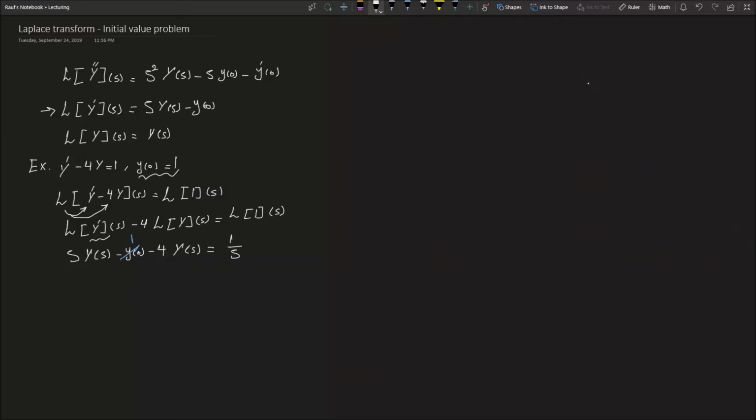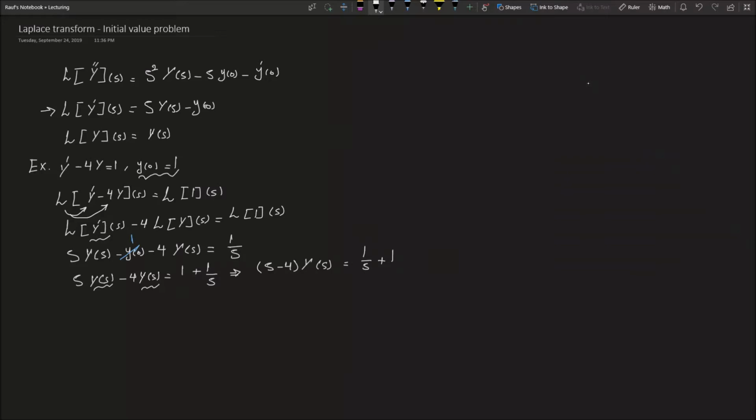Now we have s y of s minus 1. We can move it to the right hand side of the equation. So let's say minus 4 multiplied by y of s equals 1. It was minus 1; going to the right hand side it becomes positive 1, plus 1 over s. We have a common factor on the left hand side, which is y of s. This can be simplified as s minus 4 in parentheses multiplied by y of s equals 1 over s plus 1, or 1 plus 1 over s, doesn't matter, right?